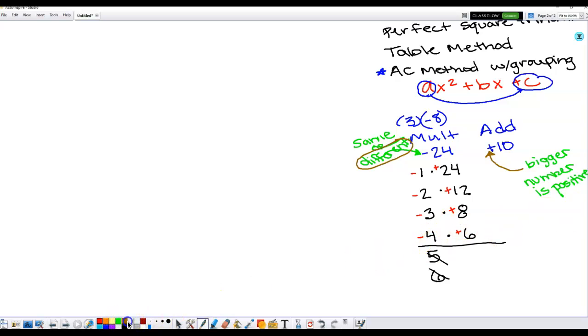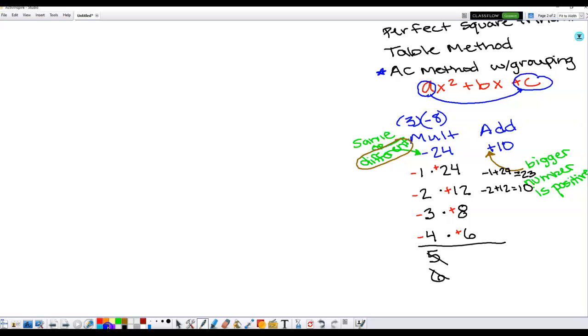Now I'm going to add these together, add in air quotes, because our rules for adding when signs exist means we could subtract if the signs are different. So I'm really combining these numbers, and since they're different, I'm subtracting them. -1 plus 24 gives me 23. I'm looking for 10. -2 plus 12, that one does give me a positive 10. So I have found the winning pair.